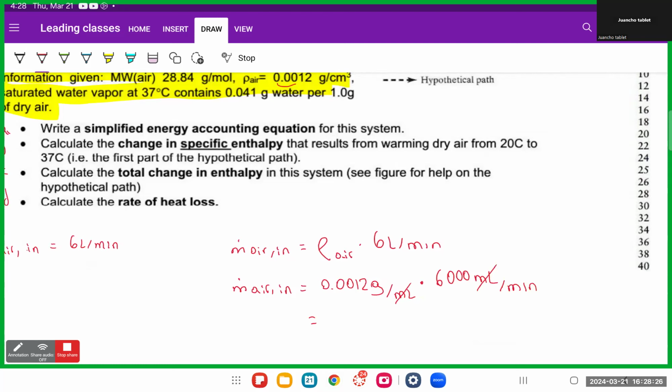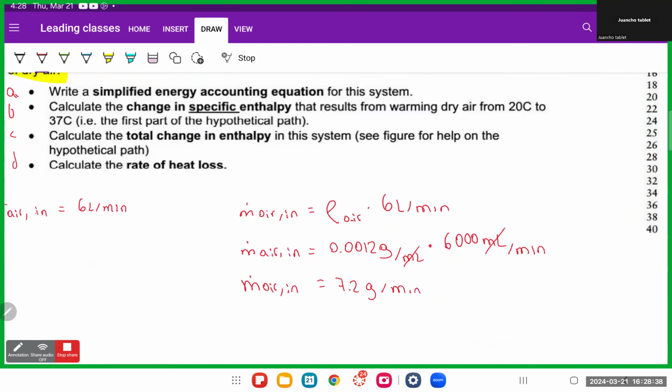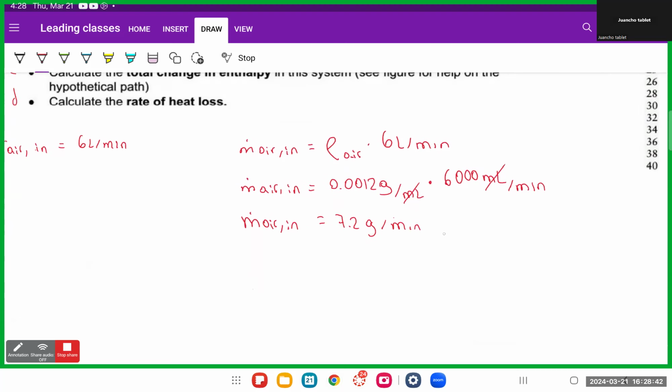See if I can. No, I do have it. The answer to this is 7.2 grams per minute. Awesome. So we have the mass flow rate of air coming in. Why is that useful? Because we also know the mass flow rate coming out since it's a steady state system. So this is the same as the mass flow rate of air coming out.